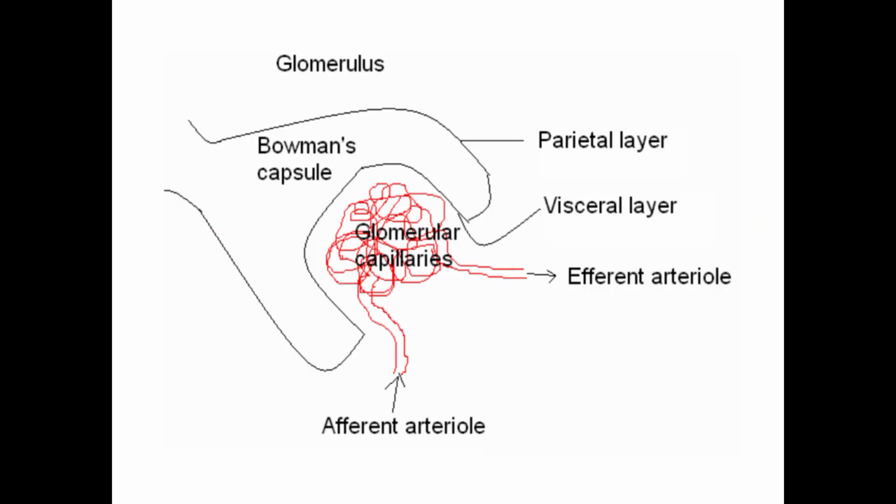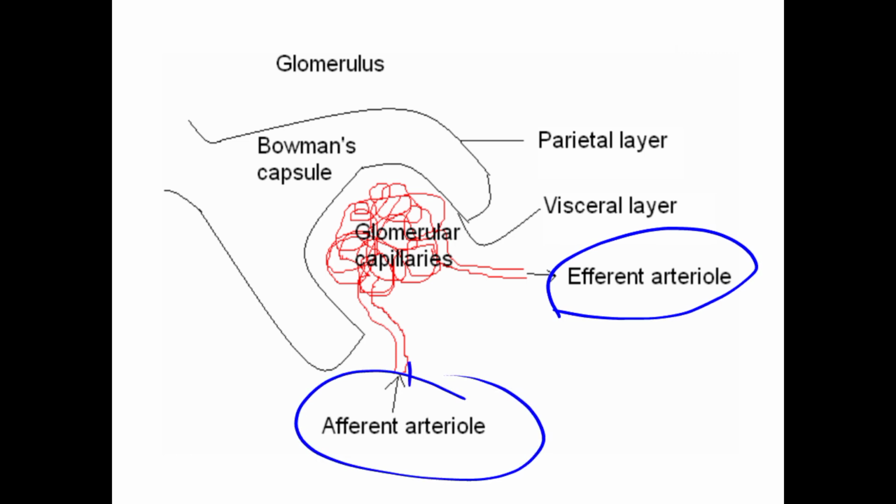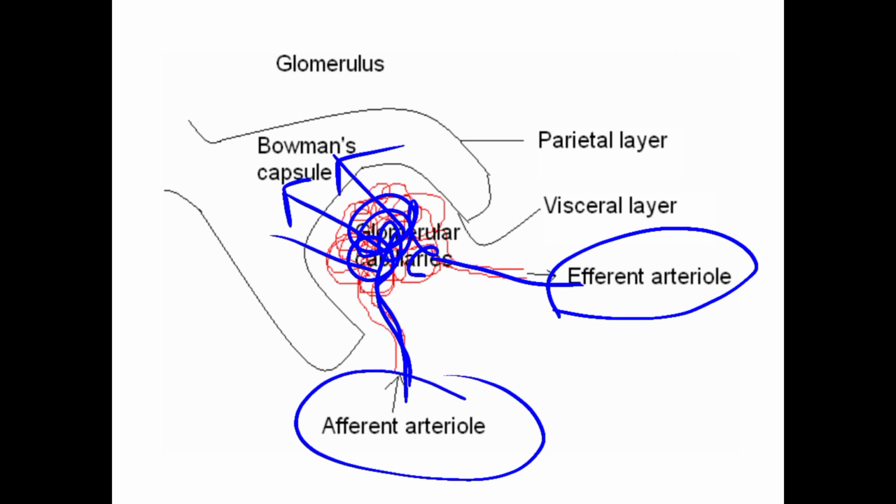So this is the structure. This is the afferent arteriole. This is the tuft of the glomerulus, then it is the efferent arteriole. When the blood is passing through here, the plasma gets filtered, that means the fluid part of the blood gets filtered in through the Bowman capsule.